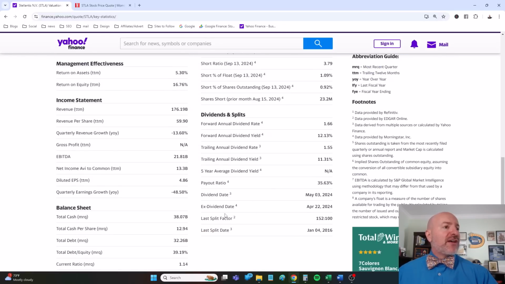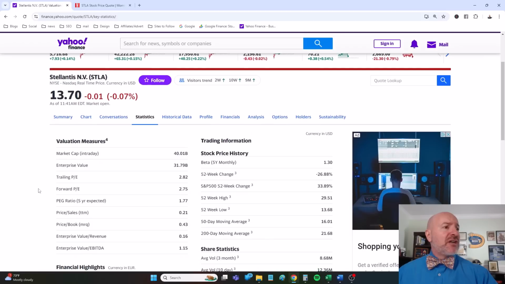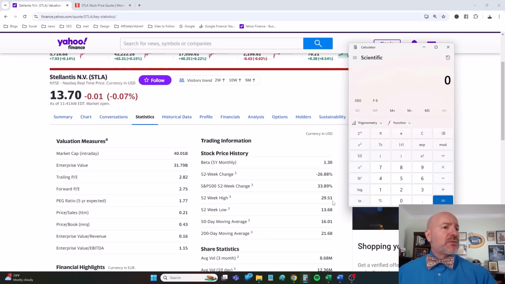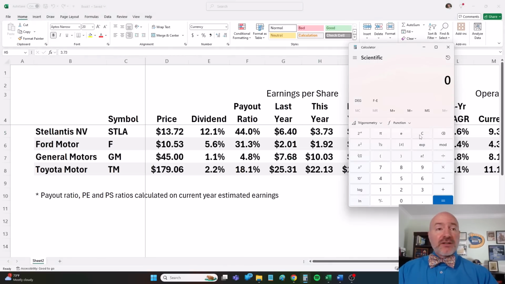Payout ratio 35%. Okay, so what they're doing, they're probably doing a little bit of a combination of the two. If we had $1.65 divided by 0.35, they're assuming $4.71 in earnings. So maybe a blended average of the last year and this year.